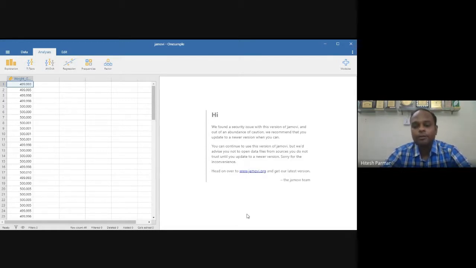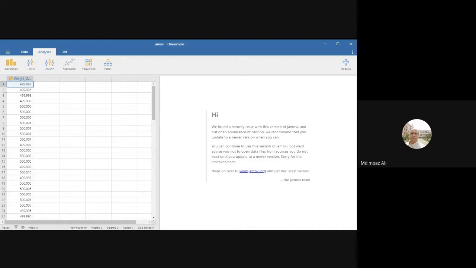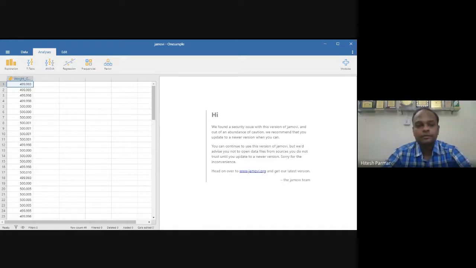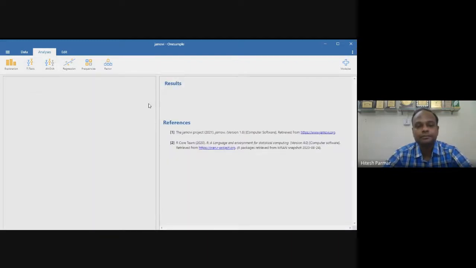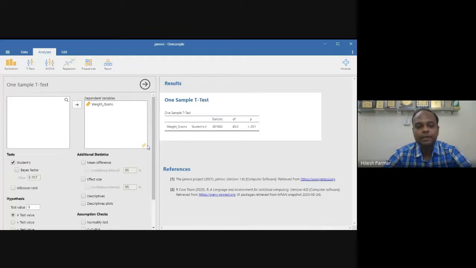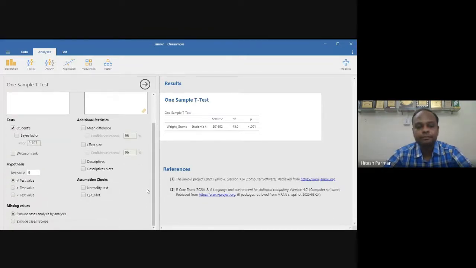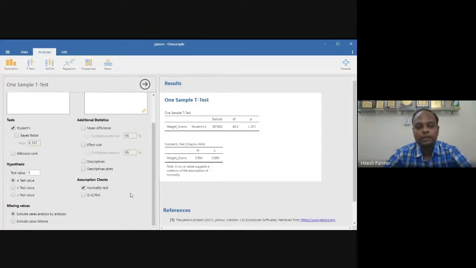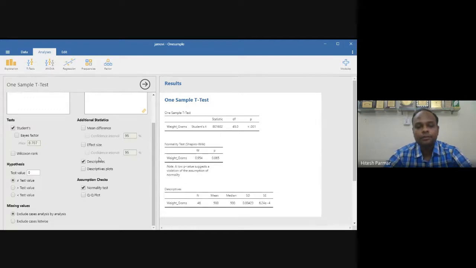So I hope you people are ready with the file, everyone. One sample t-test. Yes, sir. Okay. So to apply one sample t-test, just click on t-test and one sample t-test. Transfer weight underscore gram as a dependent variable. Click on the normality test, descriptive, mean difference.